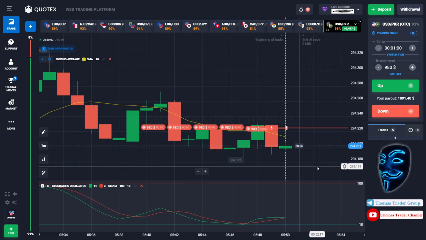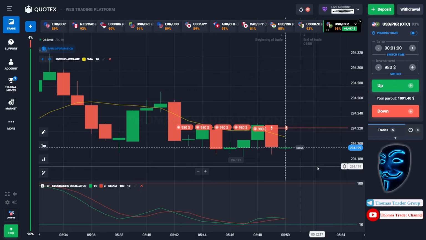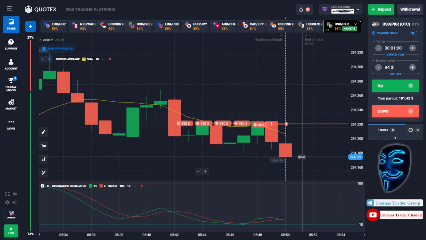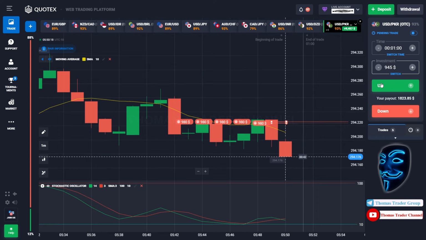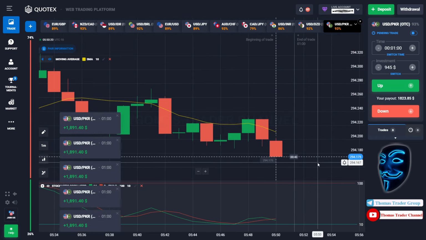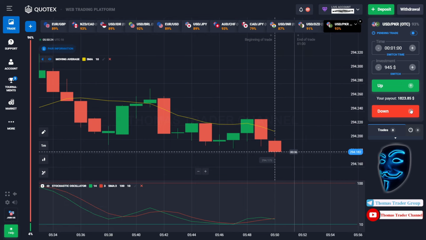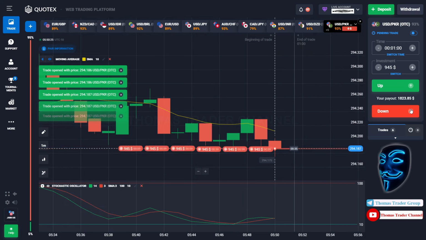We made a right prediction over here. We made a profit of $9,400. Let's divide it into 10. We will open 10 positions of $945 in the next open position. And over here we still can open sell for 1 minute.